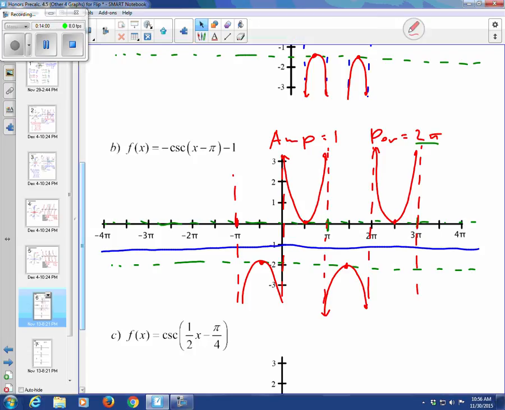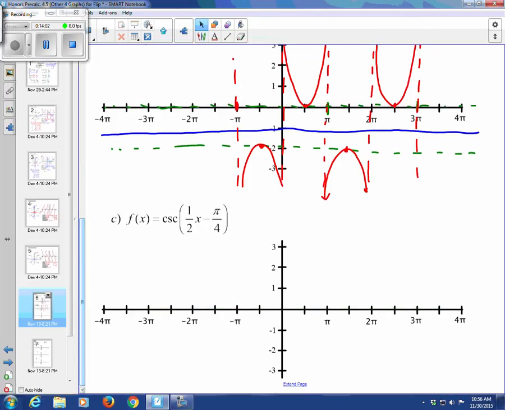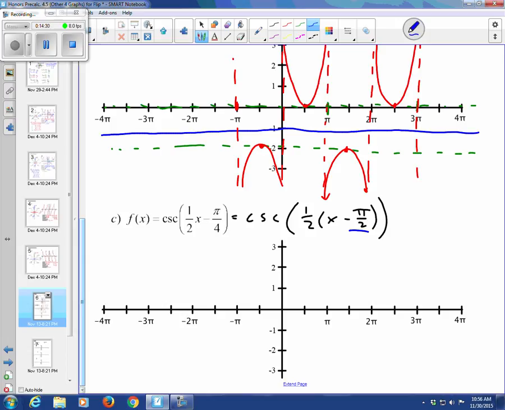Now right here, I want you guys to go ahead and give C a shot on your own. First thing that we want to do is factor that 1/2 off from the inside of the function. So instead of thinking about graphing cosecant of 1/2 x minus pi over 4, this is going to be cosecant of 1/2 times x, and then this is going to be minus pi over 2. So evaluate that phase shift first of pi over 2, and then this 1/2 is going to affect the period from that phase shift. So go ahead and give this a shot.